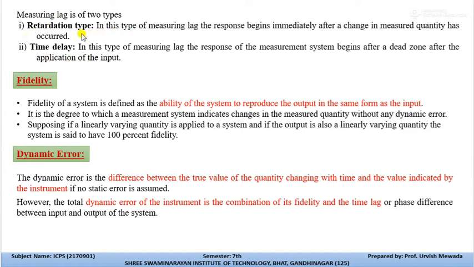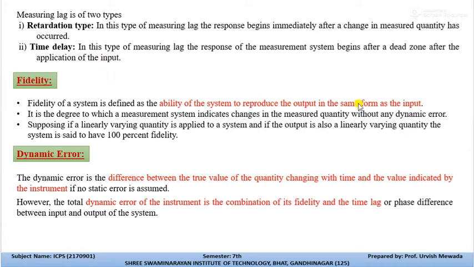So retardation is basically associated with the pointer reaching a particular level after overshoot. So this is a type of measuring lag. The response begins immediately after a change in the measured quantity has occurred. It shows the response, and then quickly it gets steady, and that is called the retardation type of the particular instrument.